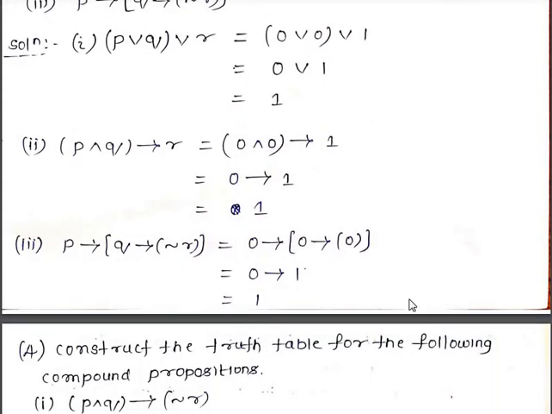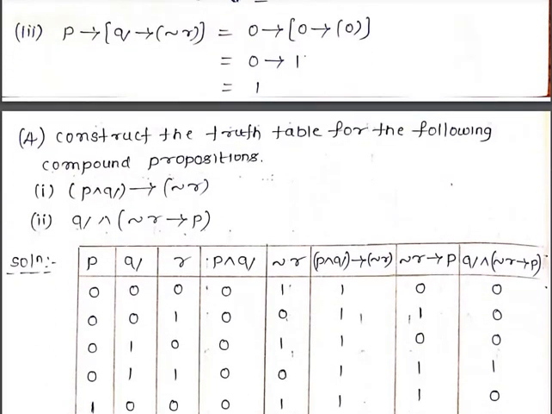Next problem. P gives Q, if P then Q, then that gives you negation of R. P value is 0, Q value is 0, R value is 1, therefore the negation of R will be 0. First we have to solve the inner bracket. So 0, 0 will give you 1 as per the conditional truth table. 0, 0 gives 1. 0, 1 will give you 1.